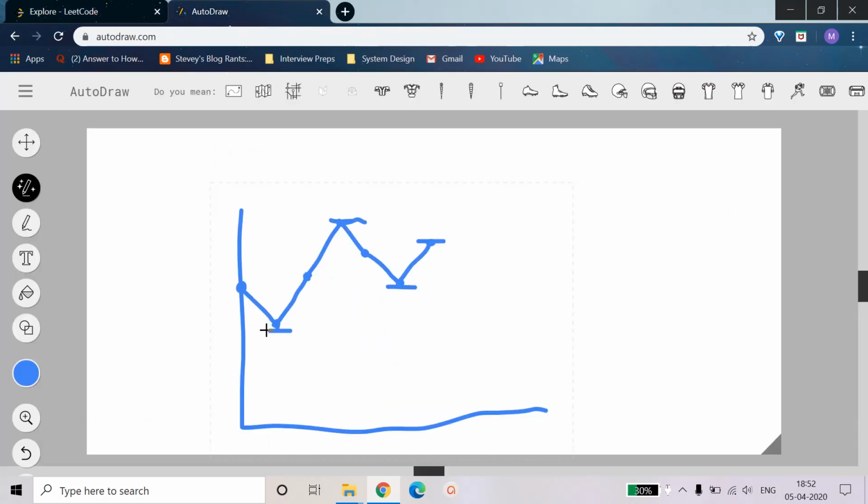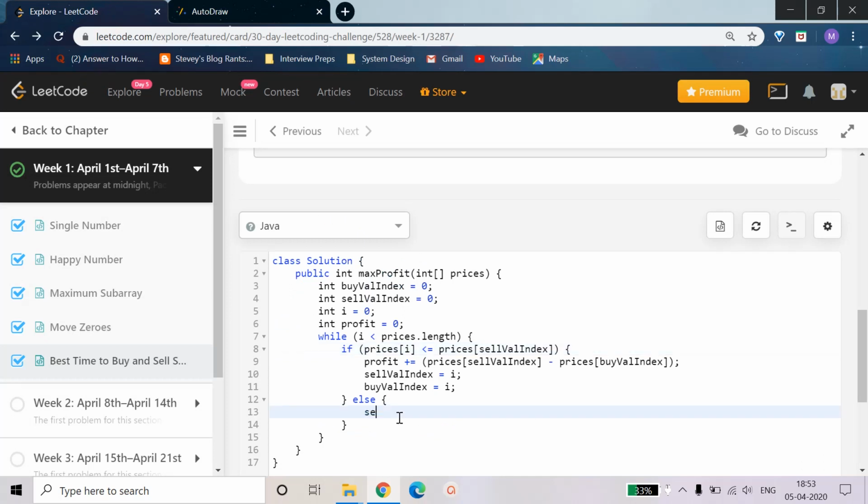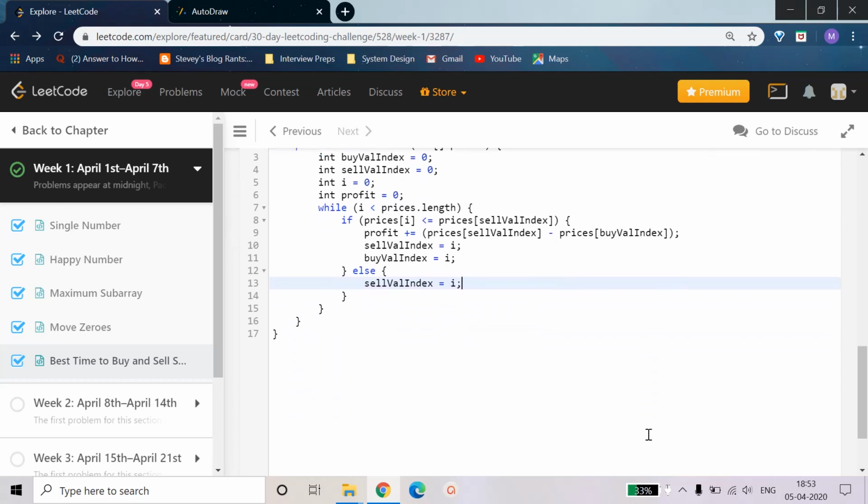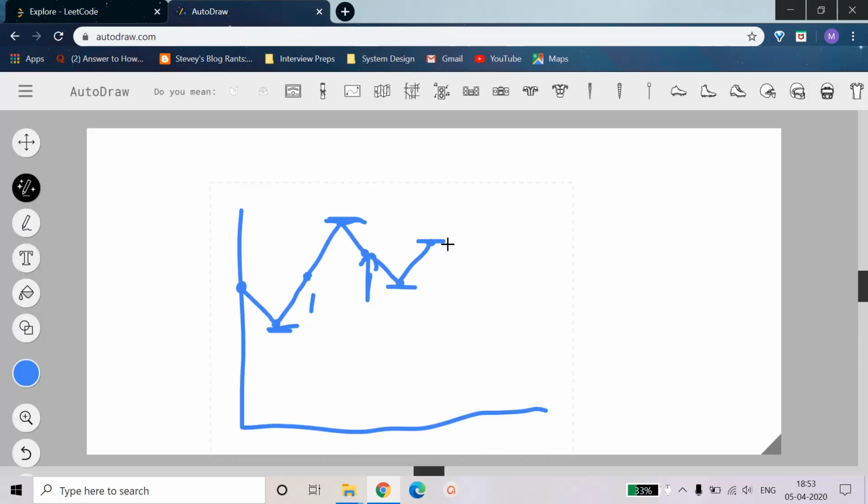So we have taken care of booking the profit whenever we find that the new value that our runner is pointing to is less than whatever the max value is pointing to. But what happens if it is in this path? Whenever we find that the price is increasing, what we have been doing is updating our sell value pointer. So our sell value pointer will point to whatever our runner is pointing to whenever the prices are increasing.